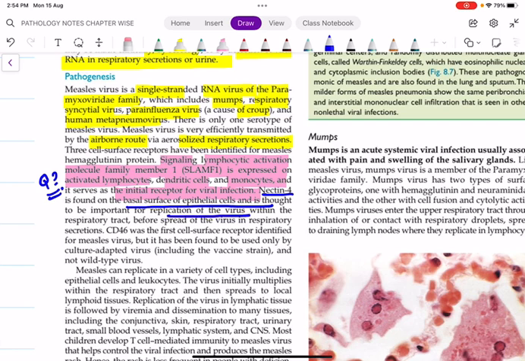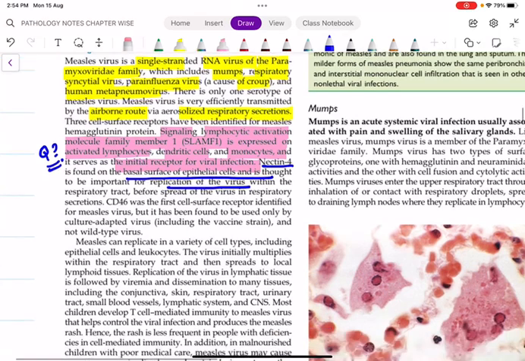Just all these are one MCQ question. Yes. Then comes the straight away MCQ question. What is the cell surface receptor for measles virus? There you are going to write CD46. CD46. Okay.